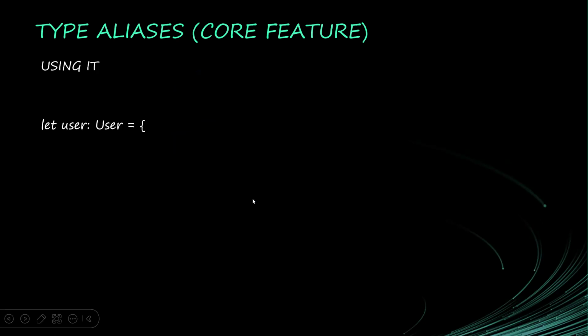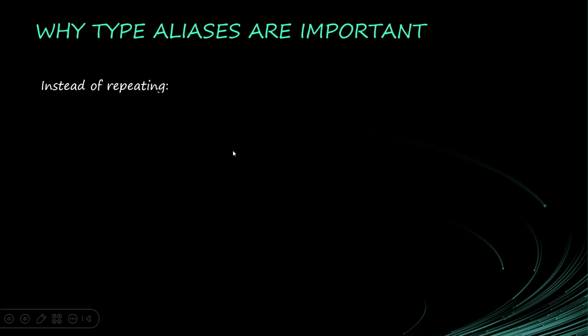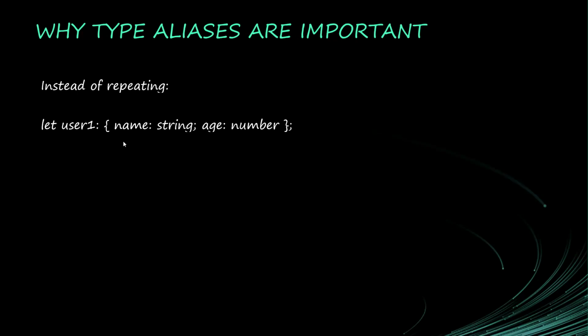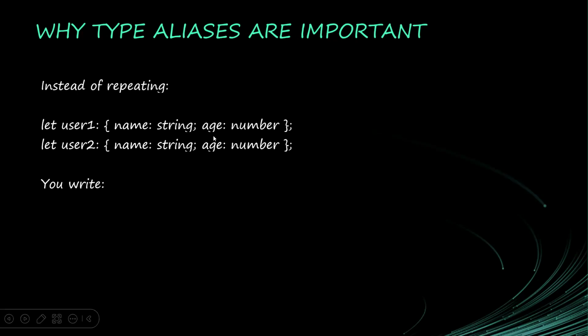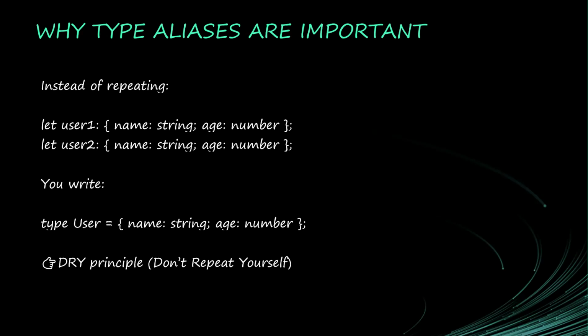So then how do you use it? You have seen me use it already. In this case, user is now of type user. And instead of repeating this thing I just showed you, we are just using this. This is called the DRY principle: Don't Repeat Yourself. Whenever you find yourself writing the same code two times, you either put it in a function or you put it in a type.